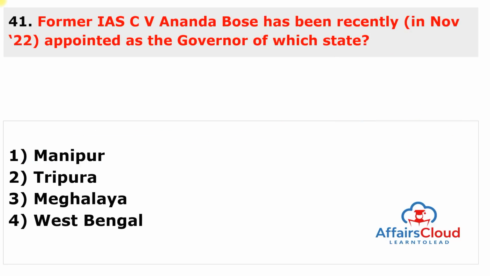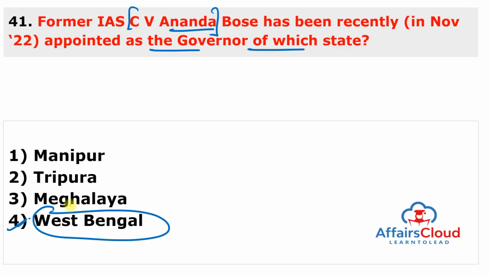The next question is, former IAS officer CV Ananda Bose has been recently appointed governor of which state? Again, this person is very important. Former IAS officer CV Ananda Bose has been recently appointed as the governor of West Bengal. The answer of this question is 4.